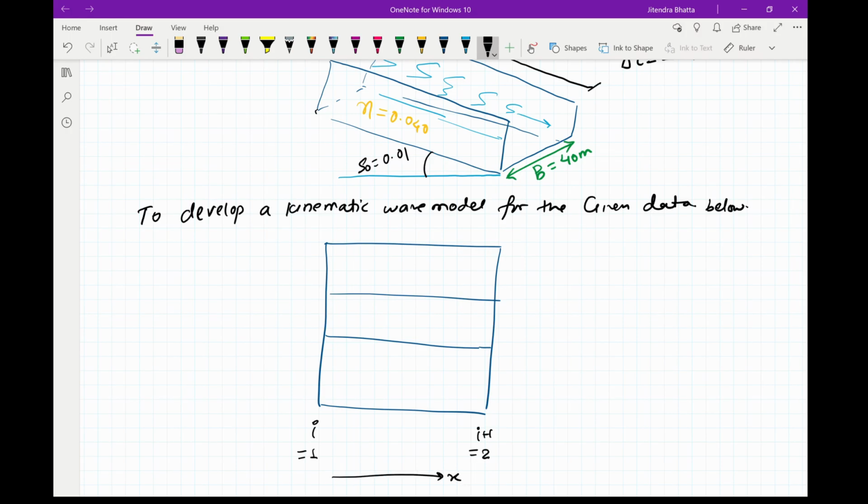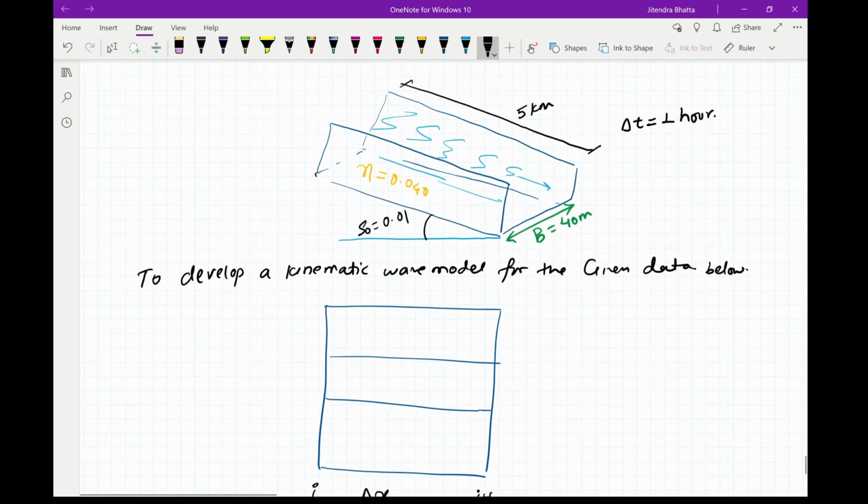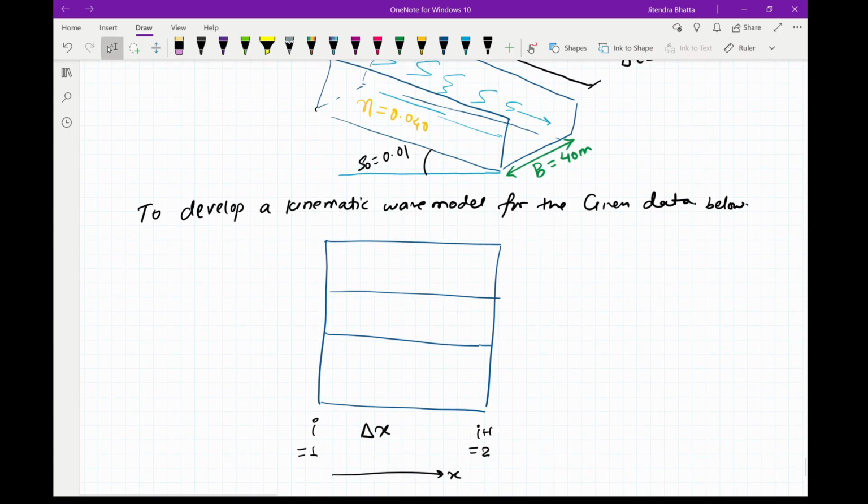Now your delta x, let's say you are given to solve your problem with a single reach, which means that you have to take your delta x from here to here. That means it will be 5,000 meters. So delta x equals 5,000.